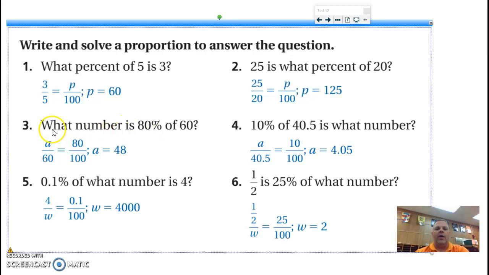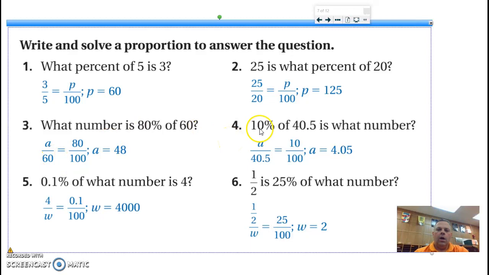What number is 80% of 60? I do not know the part. I do know that the whole is 60. The percent is 80 out of 100. When I multiply, I get 4,800 divided by 100. A equals 48. So 48 is 80% of 60.